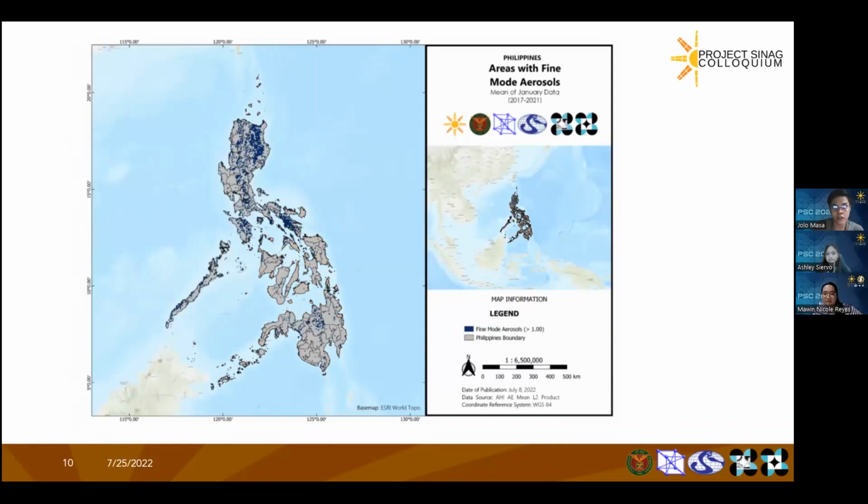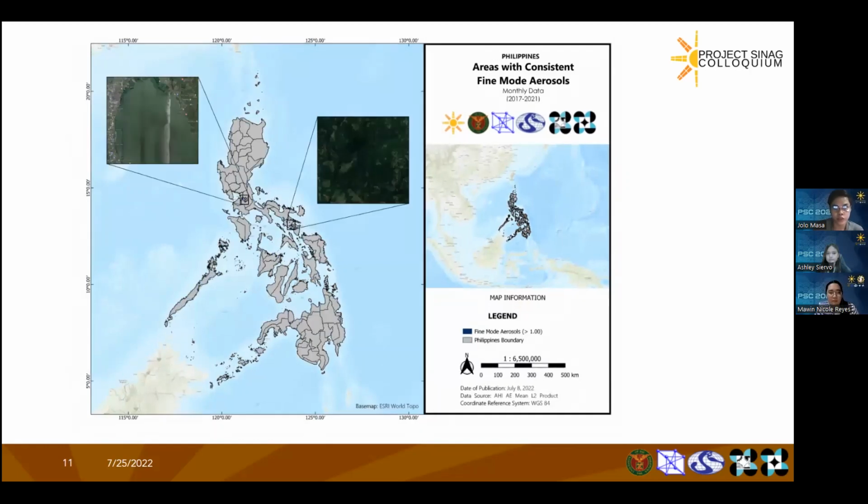Next is a map showing areas with fine mode aerosols only, with the blue one representing the fine mode aerosols and the gray one representing the Philippine boundary. And this is also monthly for the years 2017 and 2021.